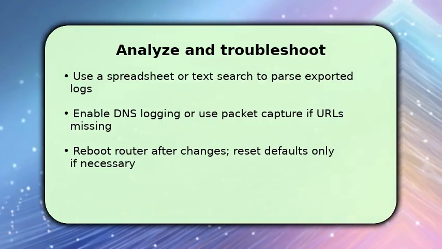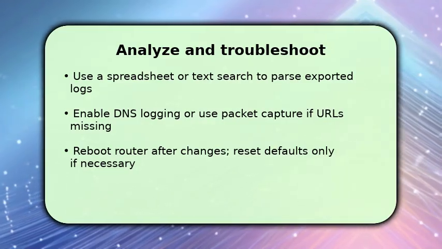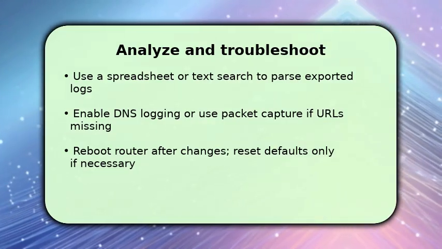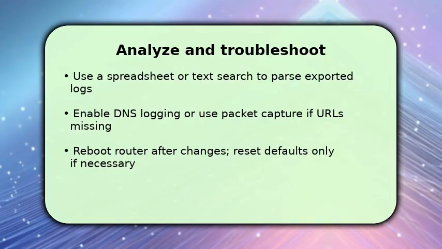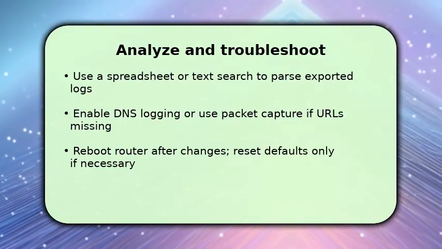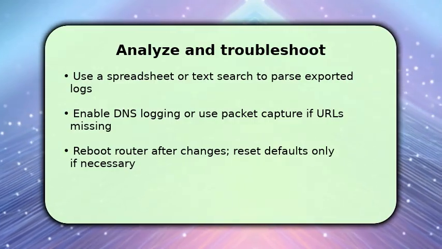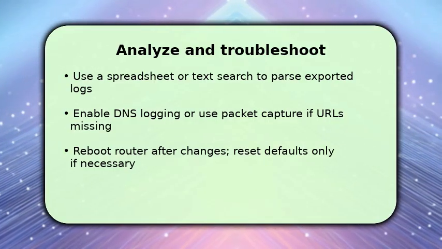If logs lack full URLs, enable DNS logging or run a packet capture on the router. Those reveal host names and requests. Once changes are applied, reboot the router to ensure logging sticks, and if the interface is unresponsive, reset to factory only as a last resort. Otherwise, preserve current logs for troubleshooting or auditing.